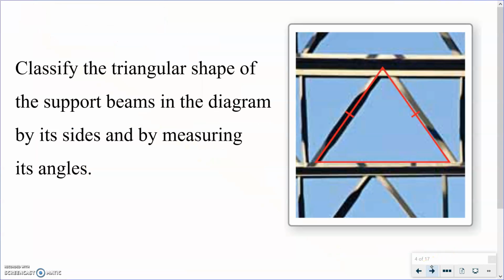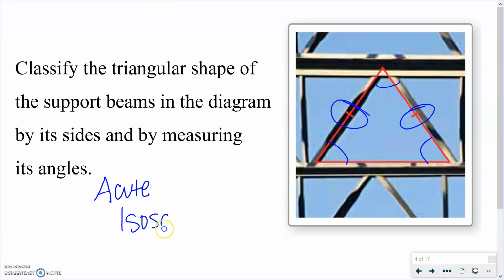So this triangle that is formed in this bridge has 2 sides that are congruent, and we know that because of those marks right there. And we see that these angles all appear to be less than 90 degrees. So this would be an acute isosceles triangle.